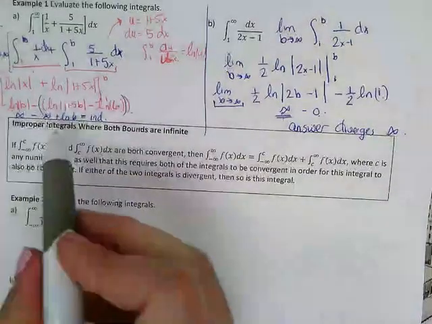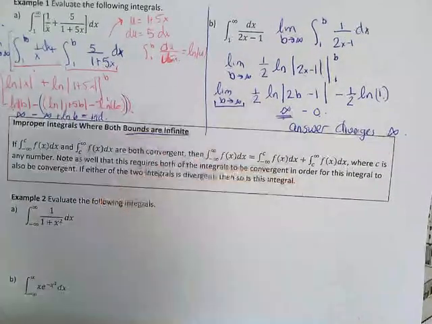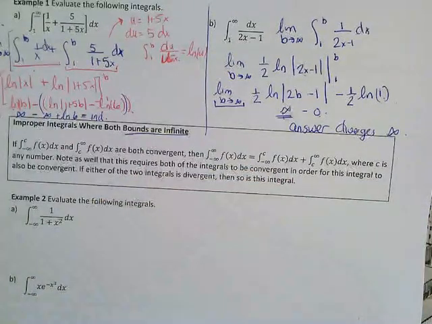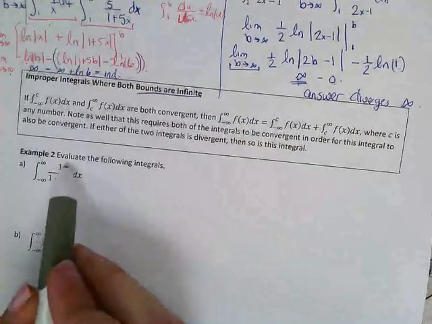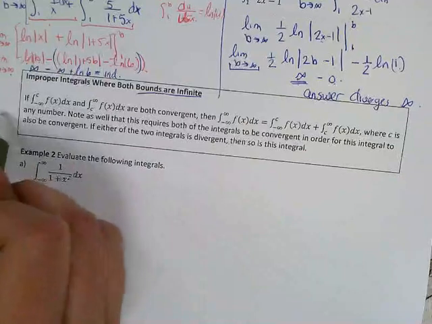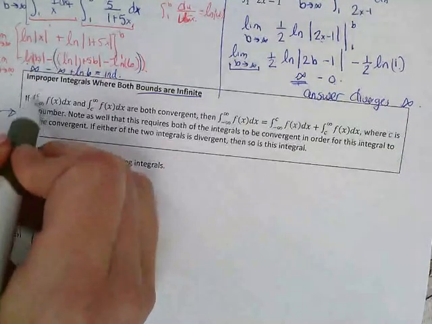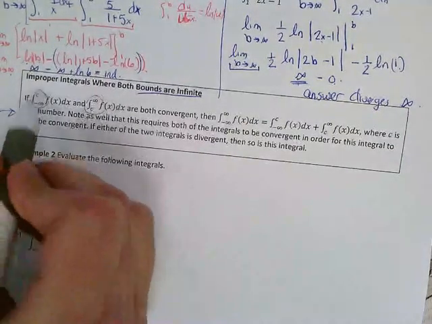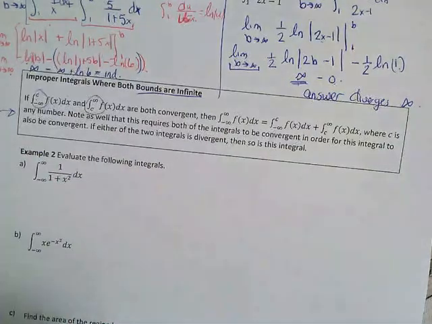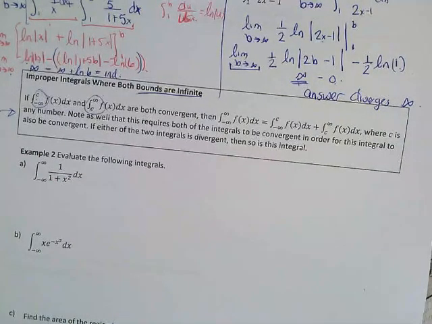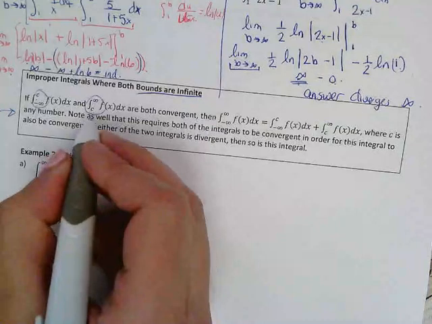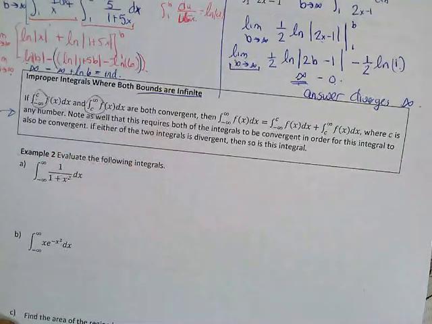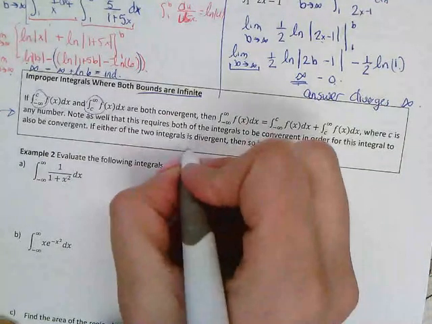Alright, improper integrals where both bounds are infinite. So this looks harder than it truly is. Let's evaluate the following integral. You guys can take a second to read this, but you can see what we're going to do. We're going to break it up into two separate integrals. And C, how do we find C? It can be any value, but 0 is often the easiest choice.